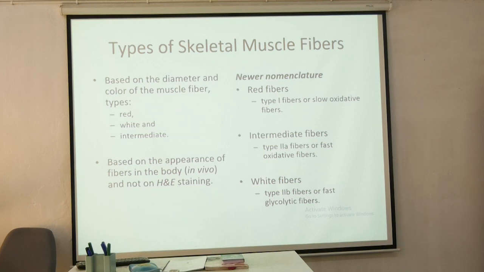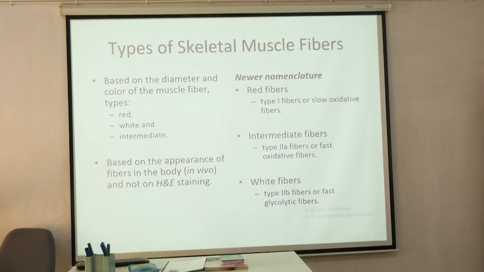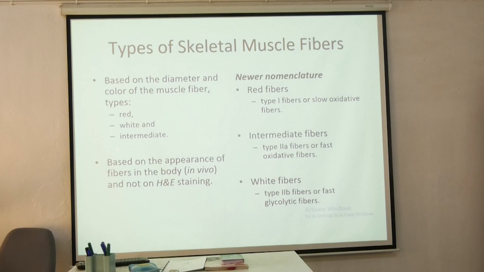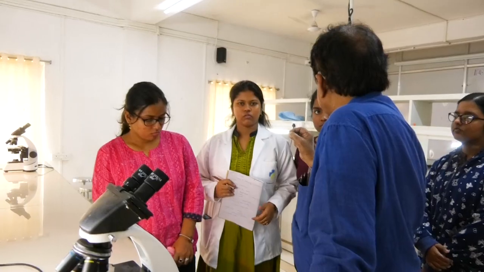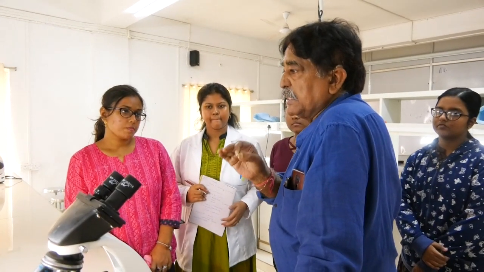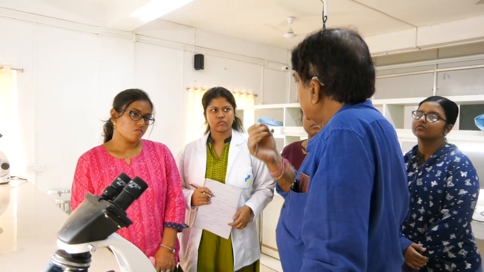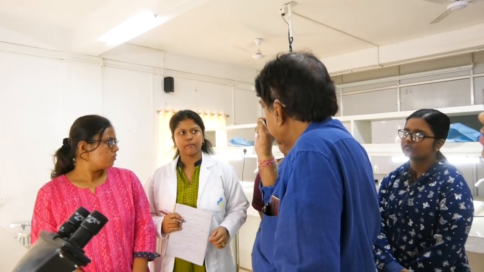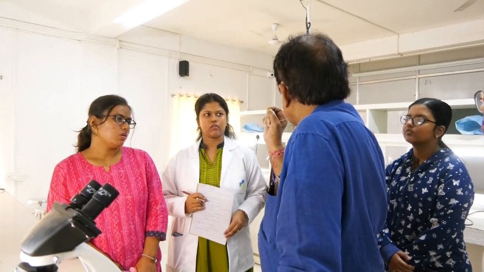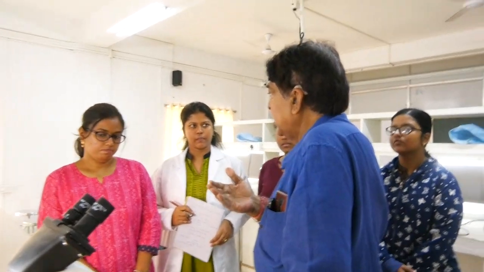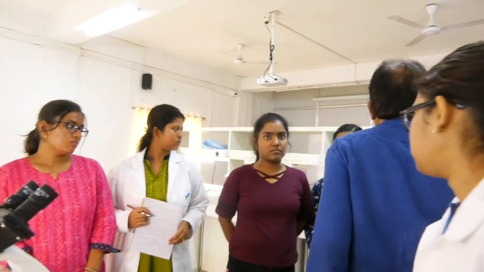Now, these are more of theory. Types of skeletal muscle fibers based on diameter and color of the muscle fiber: red, white, and intermediate. Red fibers are type 1 fibers, low, slow. Anyway, that means that nuclear stain will be deep blue, and this is pink. So you just see one thing I tell you.